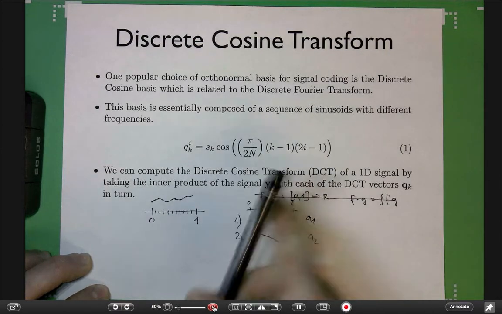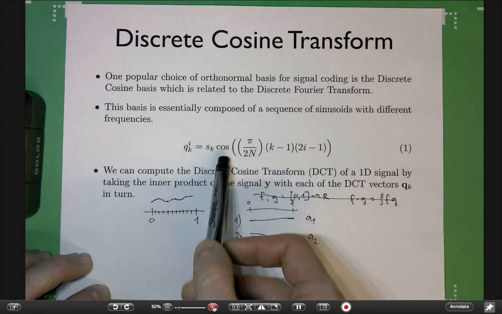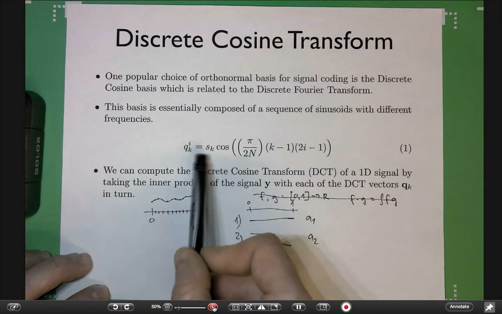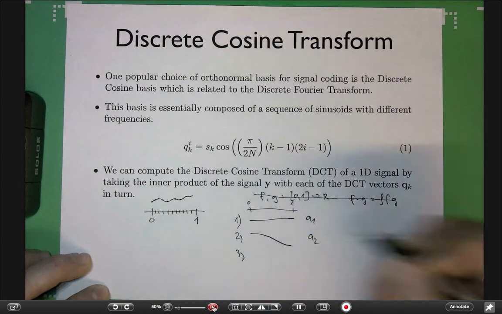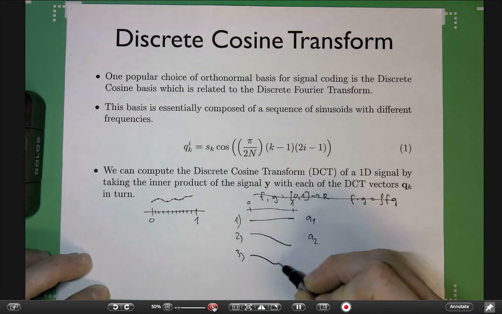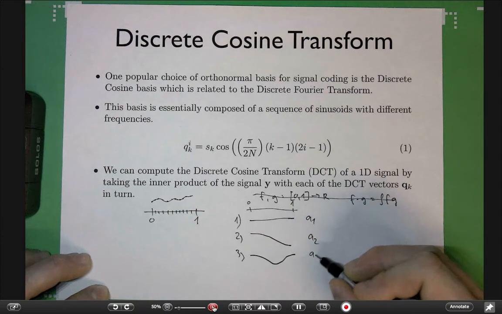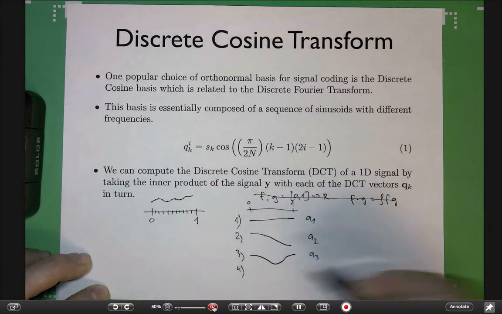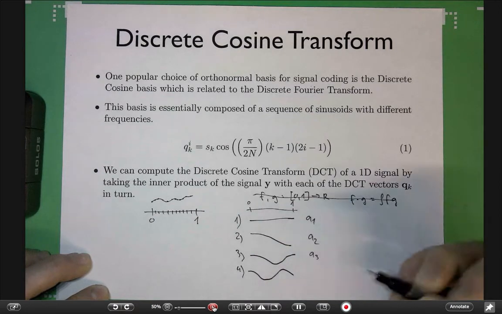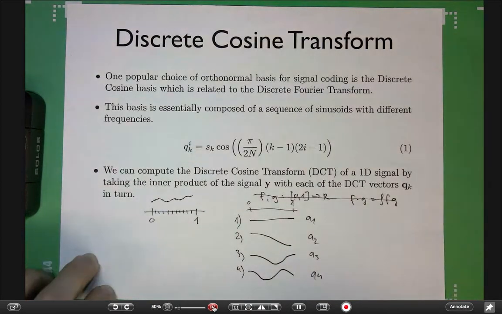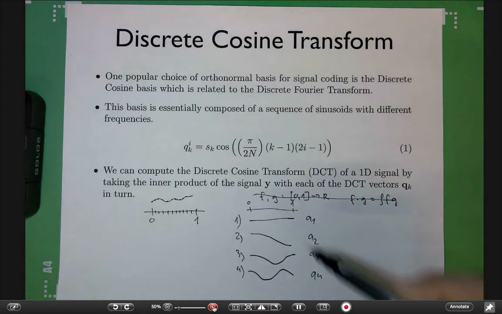Because if you look at this formula, it's some cosine, right? With some scaling coefficient here. So this is just like one wave of a sine curve. The third one would be like two waves or something like this. Then the fourth one would be like one more oscillation, I think something like this, and so on. So this is essentially a frequency decomposition, right?